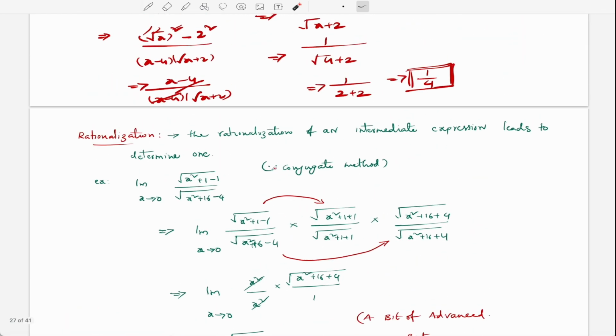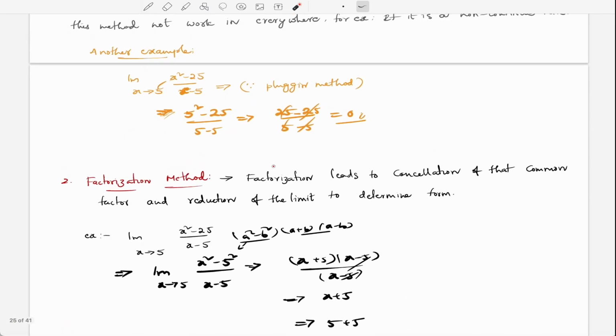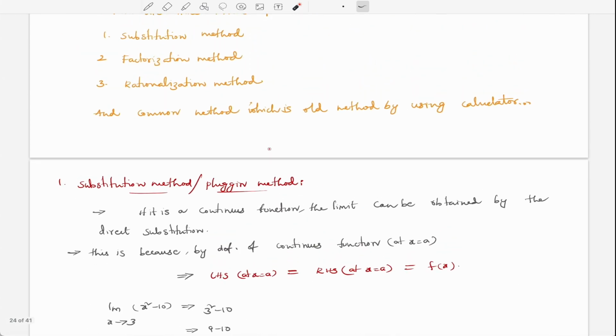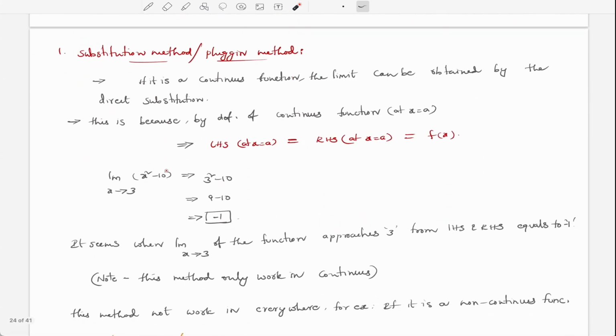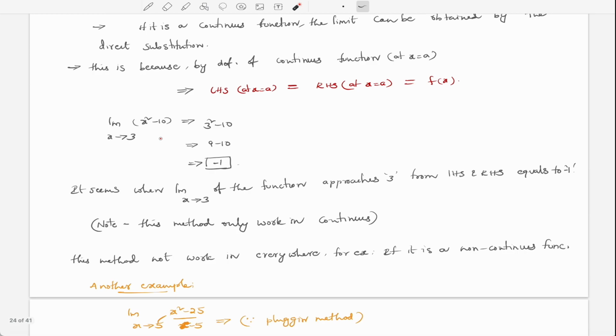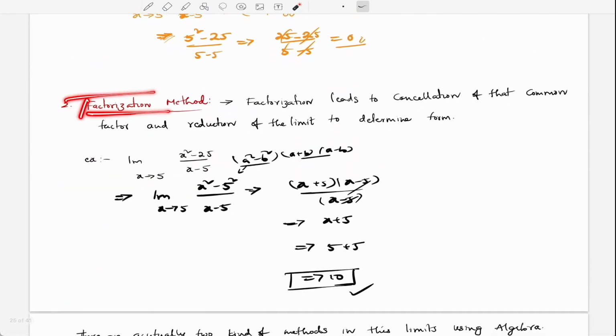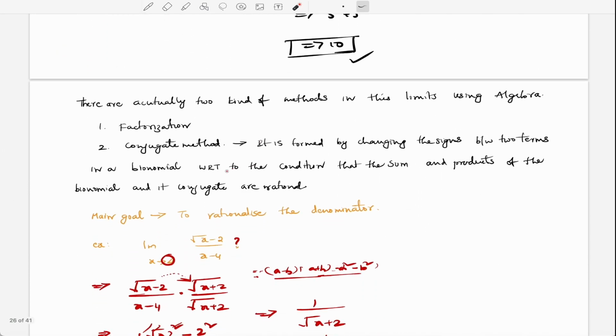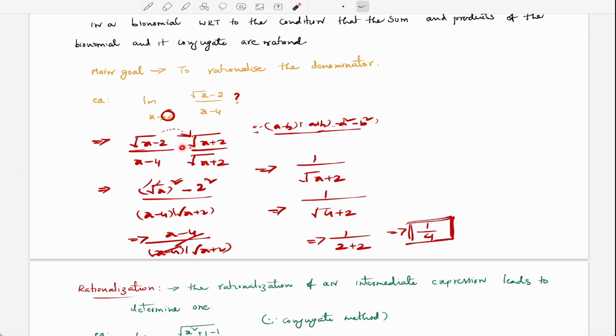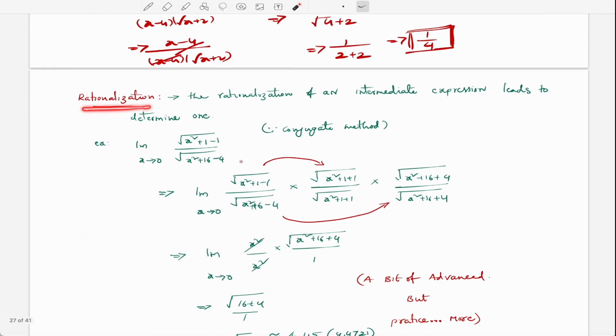So we have covered all these three, right? We have covered the substitution method. What is substitution? We just simply substitute and plug in our values and we get our output. What is factorization? We just factorize the value. And we have the conjugate method, where we simply multiply by changing the values. And we have rationalization. What is rationalization? We simply multiply the numerator and the denominator, and we get our output.